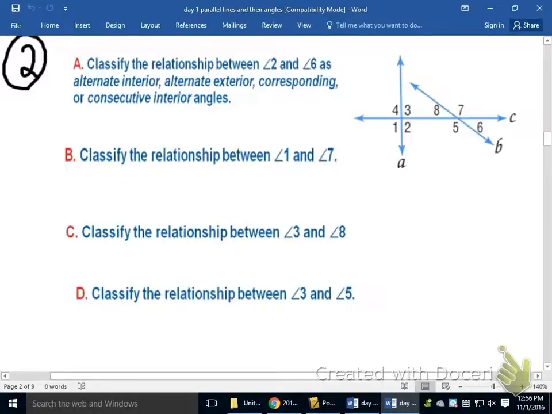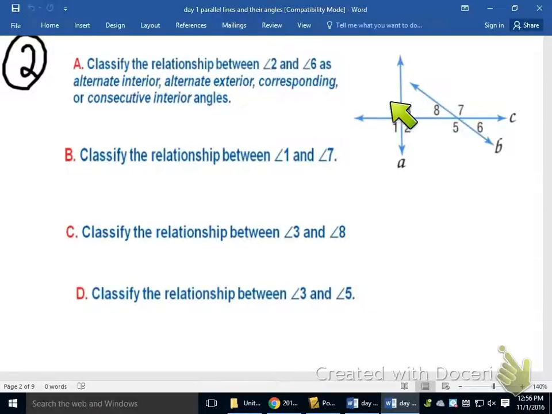Okay, we're going to classify these relationships of these angles that they're giving us. These lines are not parallel, so they don't have the special relationships that they do whenever the lines happen to be parallel. We don't have any parallel lines here, but we do have these kind of angle relationships. So if I'm looking at angles 2 and 6, 2 being right here, 6 being over here, they are related on transversal C with lines A and B. But we do have them lying along transversal C.